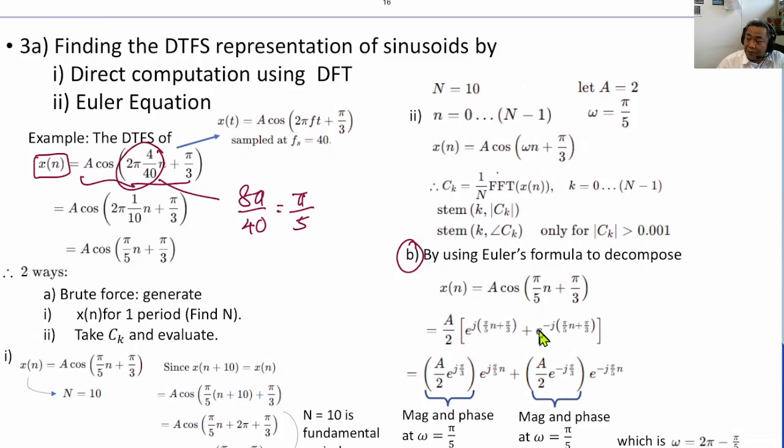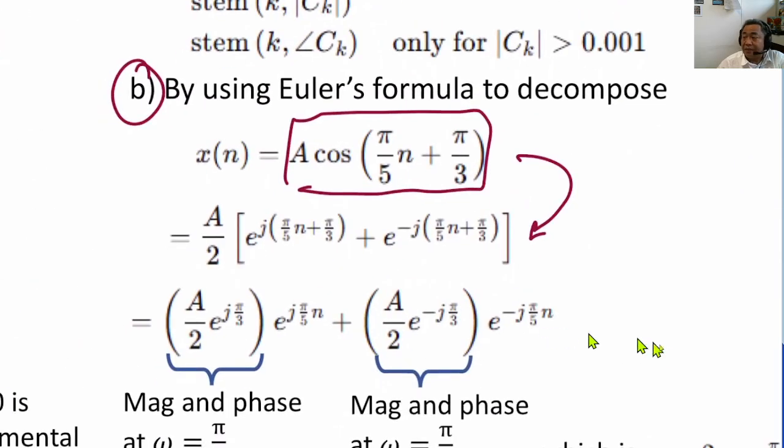Euler's equation breaks down the cosine into two complex exponentials. And in fact, as we have said, DTFS also breaks down any signals into complex exponentials. So by Euler's formula, we are immediately analyzing the equation in terms of a sum of complex exponentials, and therefore we can identify the magnitude and the phase at the frequency we want. The frequency we want is pi over 5.